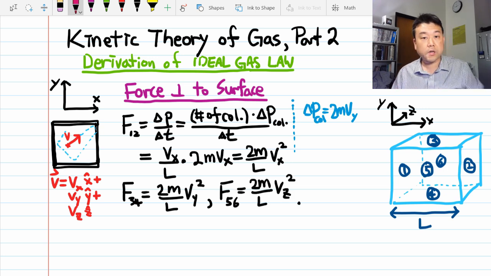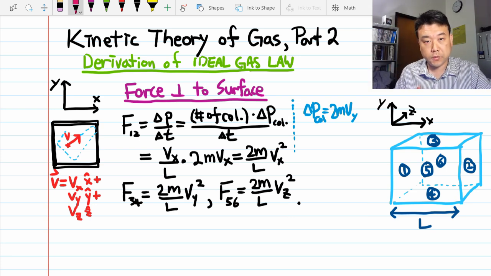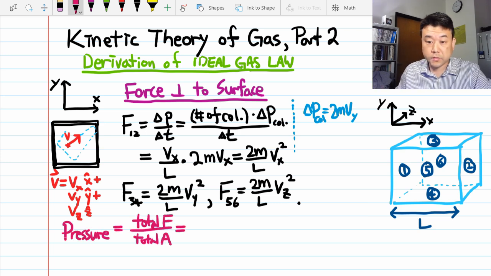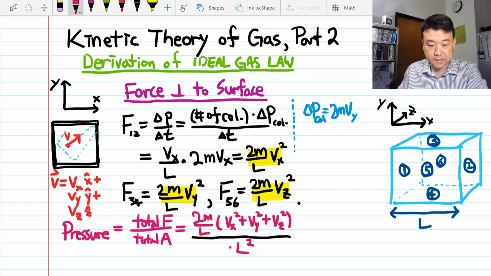So to calculate the pressure on these surfaces, we are going to want the total force divided by the total area. For the total force, we simply add up the terms we derived for x, y, and z-axis associated surfaces, and factor out 2m over L. And the total area is going to be the area of one of the square surfaces, L squared, times 6, since there are 6 faces. Now, we see some pretty cool simplifications.